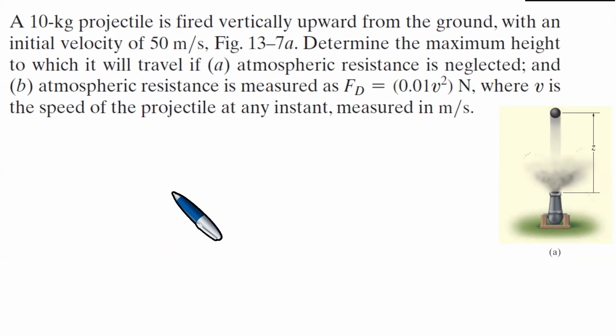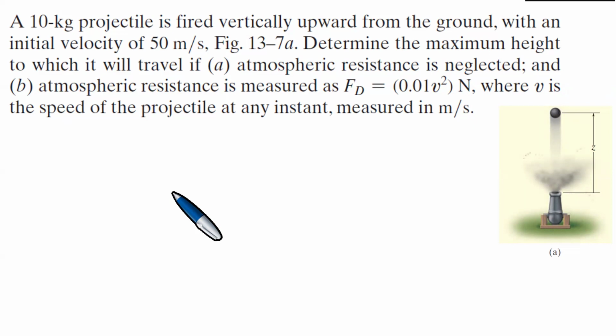A 10-kilogram projectile is fired vertically upward from the ground with an initial velocity of 50 meters per second. Figure 13.7a. Determine the maximum height to which it will travel if A, atmospheric resistance is neglected, and B, atmospheric resistance is measured as FD equals 0.01 v squared newtons, where v is the speed of the projectile at any instant measured in meters per second.